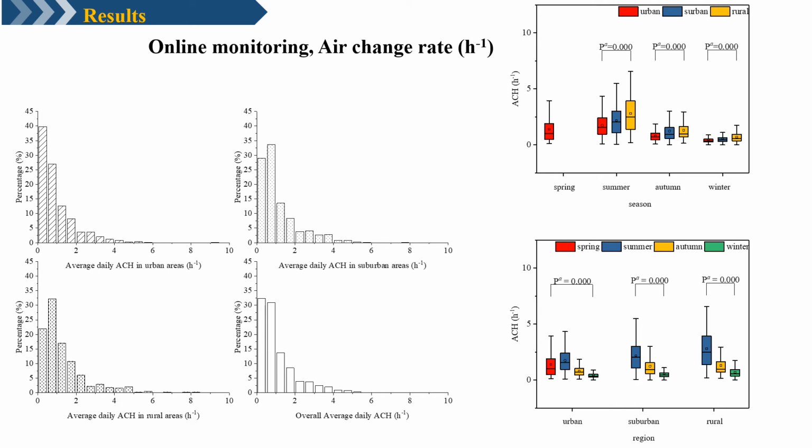The seasonal distribution of air change rate shows that it varied greatly in summer, while in winter the air change rate was relatively concentrated. Let's say the median air change rate in spring is 1 time per hour. In summer, it was 2 times per hour. Autumn, 0.9 times per hour. Winter, 0.5 times per hour.